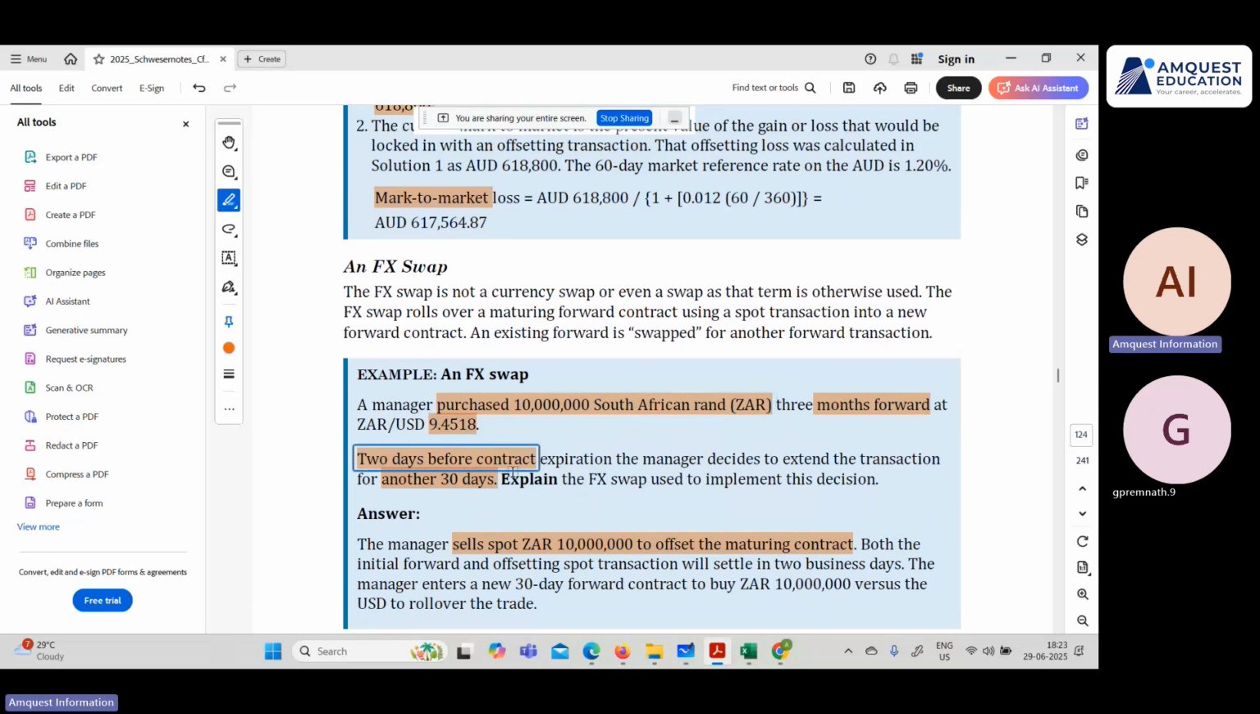But obviously, he also says that he wants to extend the transaction for another 30 days. It means there has to be another contract that I want to get into. Look at this. Both the initial forward and the offsetting spot transaction will settle in 2 days. So this will take care of the original thing that we have done. Now, he can enter into a new 30-day forward contract to buy 10 million ZAR, whatever the rate would be.